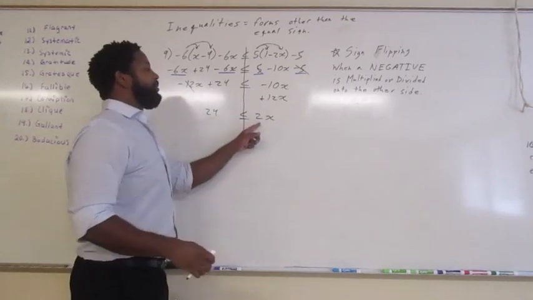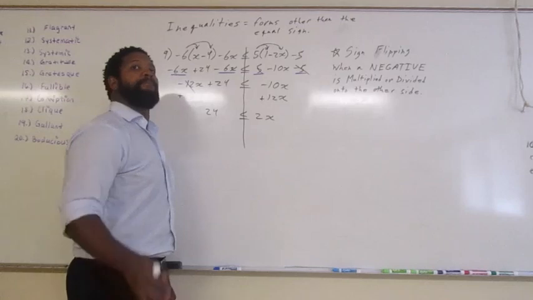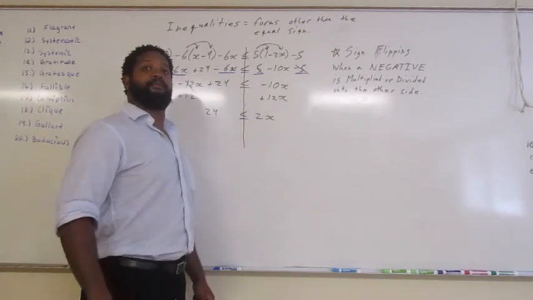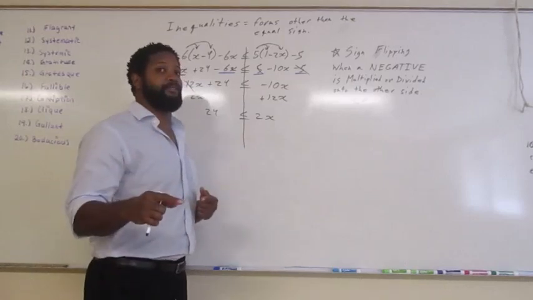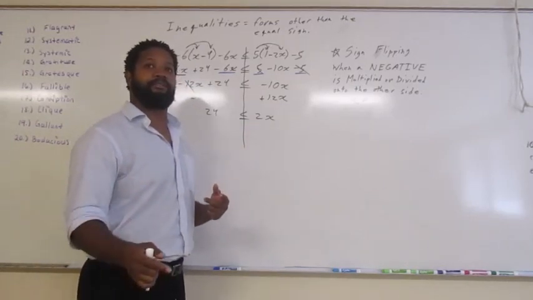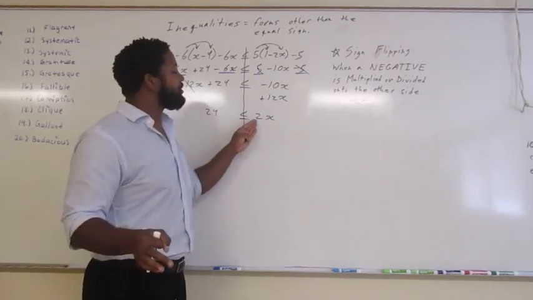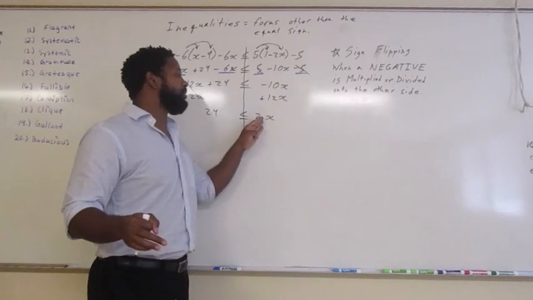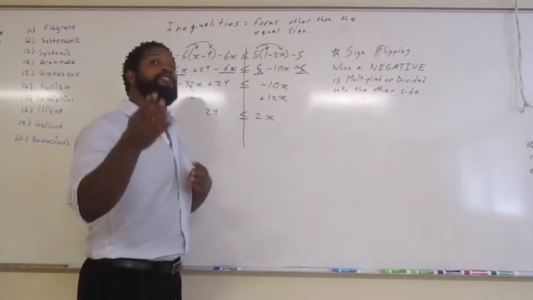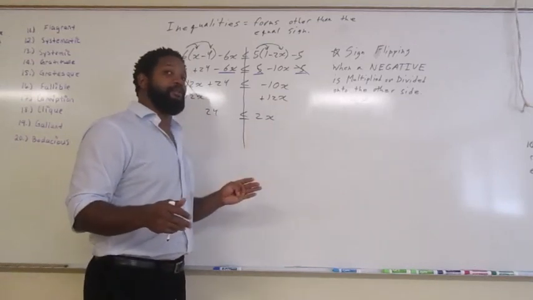Jaden, what's happening between the 2 and the x? Do you see an addition sign? I do not. Do you see a subtraction sign? I do not. Do you see a division sign? I do not. So, if it's not those 3, what is happening between this variable and this constant? Yes, good job. What is happening is multiplication, okay?